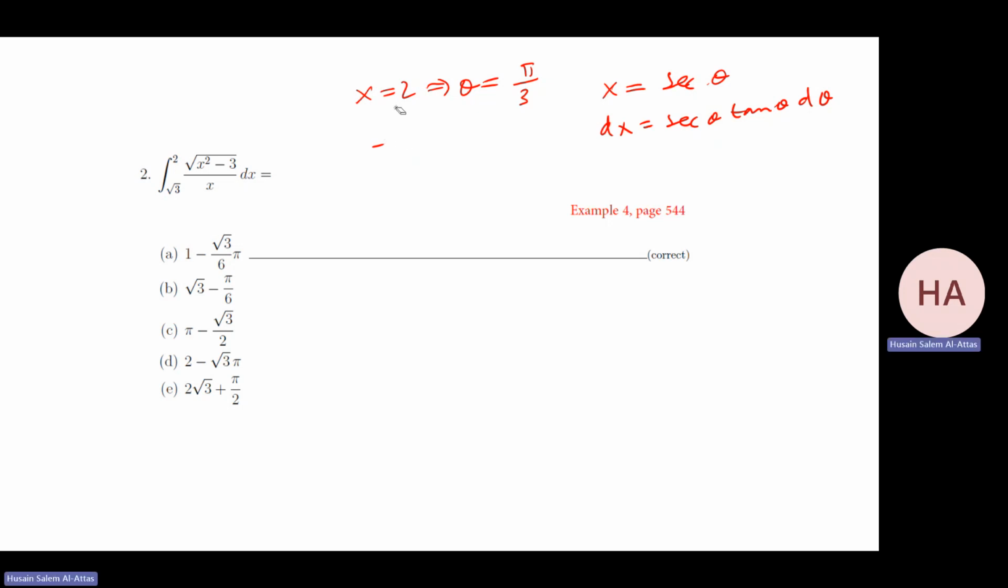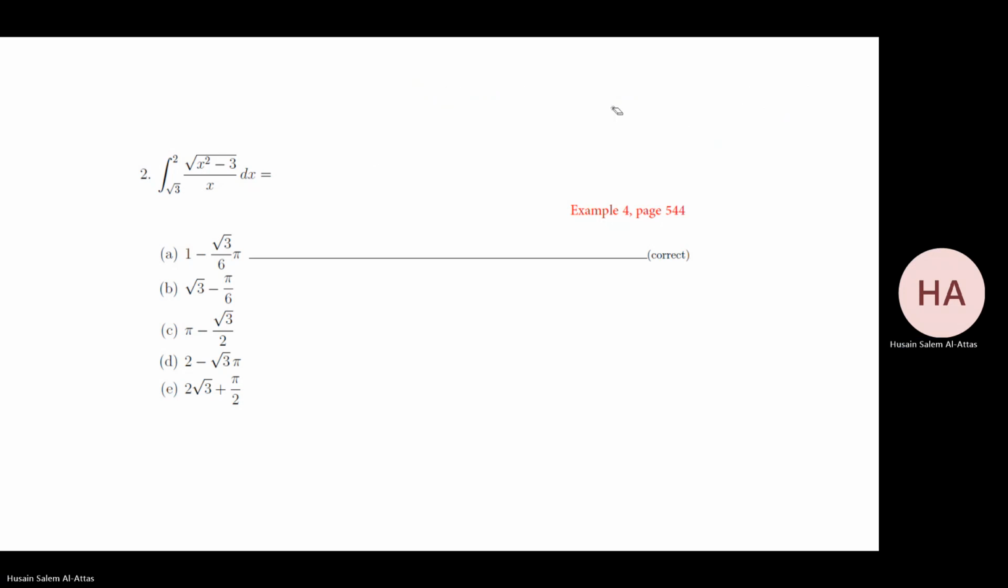You know what? Let me leave it like this. Make it as definite, then I will substitute at the end. Let's try this idea. So x, yeah, that's the mistake. Let me go back. X will be square root of 3 secant theta. I need this square root of 3 all square. So x is square root of 3 secant theta. That will make it now.